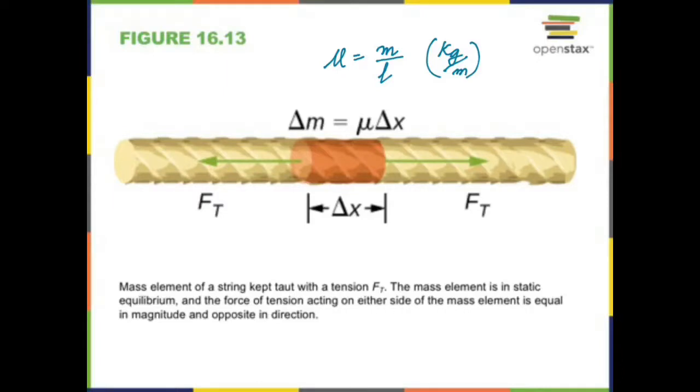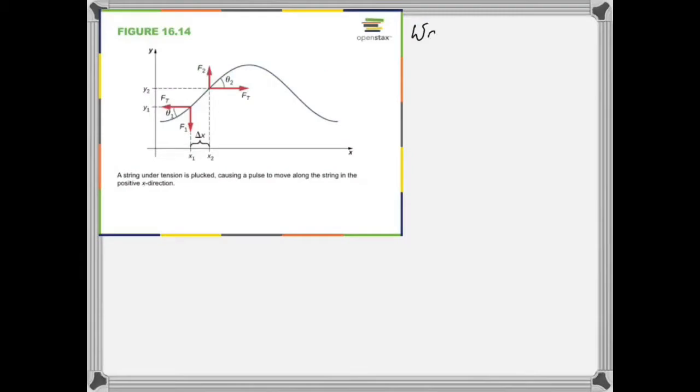So this string is under a tension and it has a linear density mu, and we're trying to find the speed through the string. To do that, take a close look at a small section of the string as the waves are moving along, or as the string is vibrating. At this particular point there are two forces acting. One is the tension Ft, the other is the force F1 that's acting on that particle down.